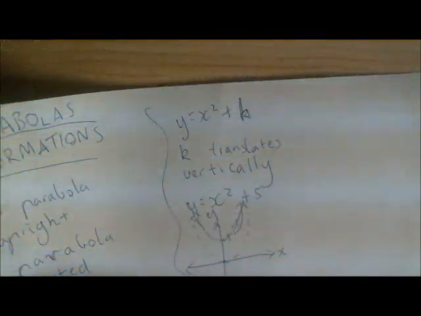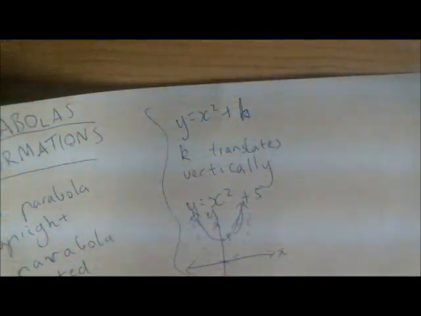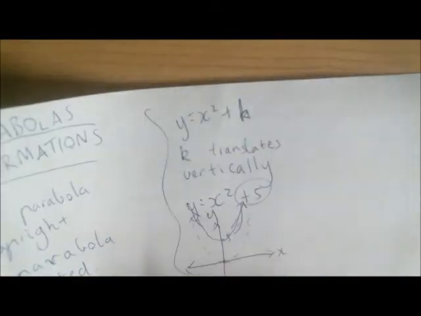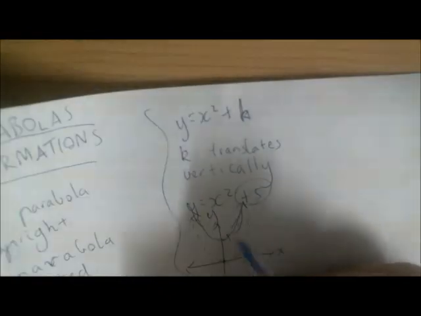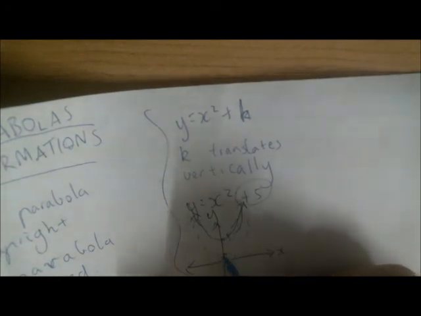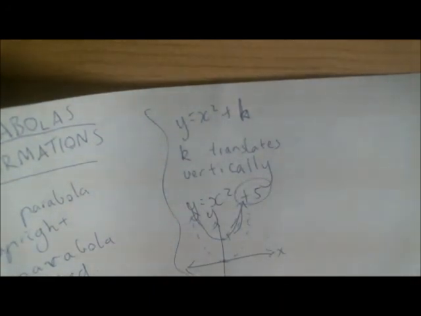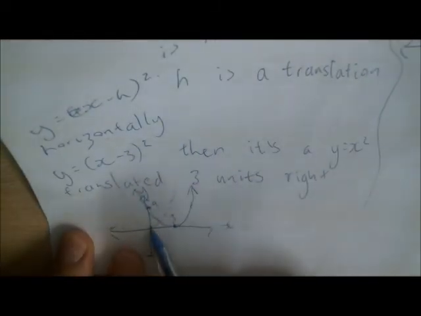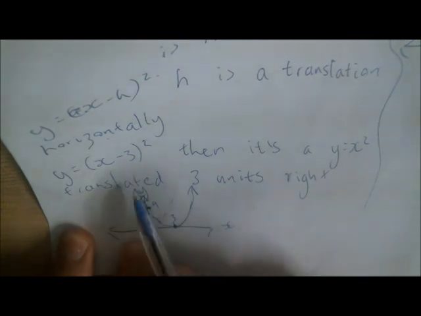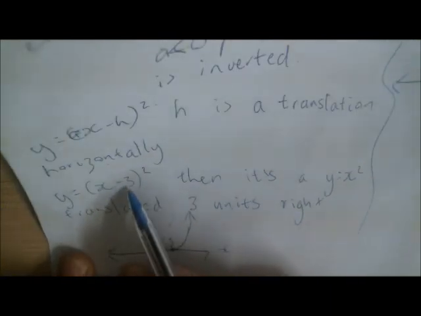Now, what we should start seeing is that we're actually able to figure out where the turning point is by looking at these numbers. This tells us that the turning point will be up 5 from the origin. If we go back to this one, we know this will be 3 to the right of the origin.